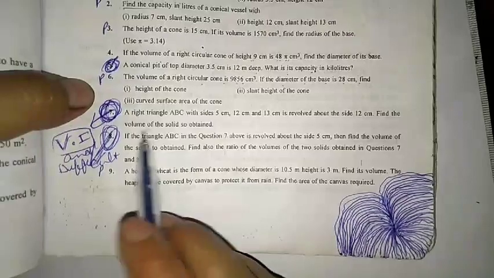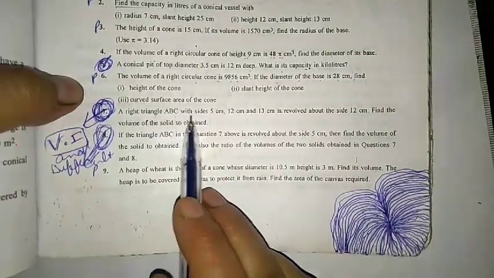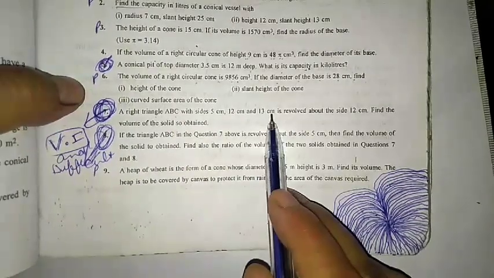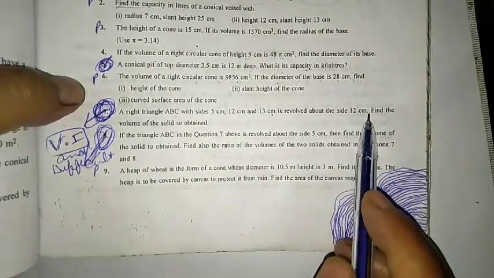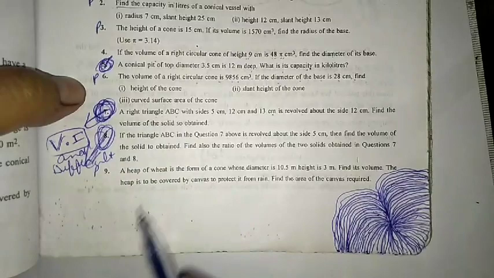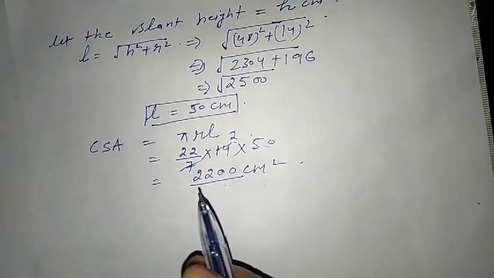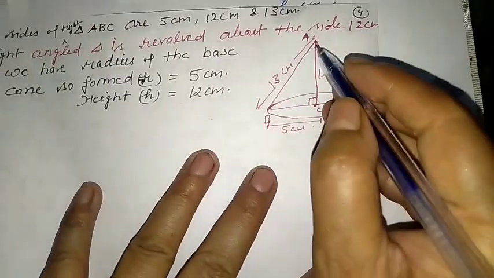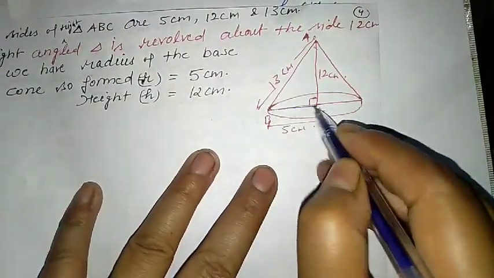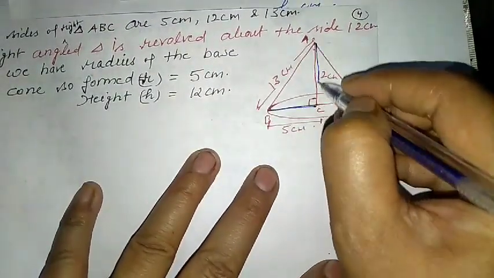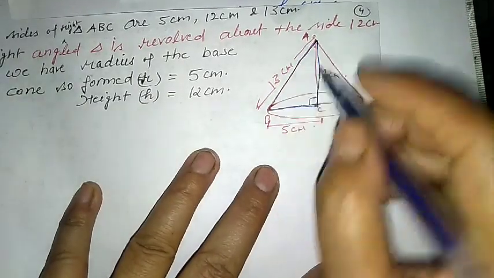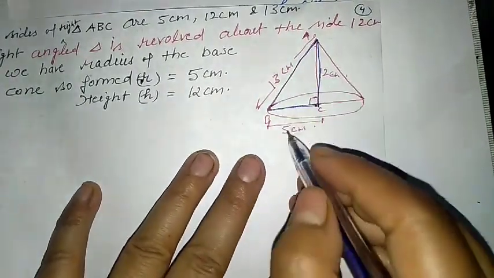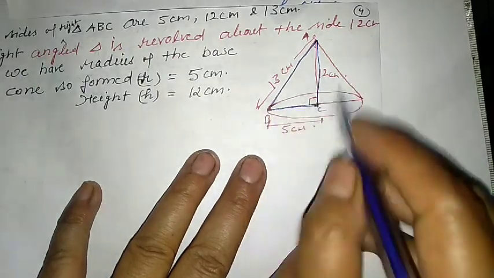Now we have an important question. A right triangle ABC with sides 5, 12 and 13 centimeters is revolved around the side 12 centimeters. Find the volume of the solid so obtained. So here we have this triangle that we discussed in the previous video, the very first topic we took. This is 13 centimeters, 12 centimeters and 5 centimeters.